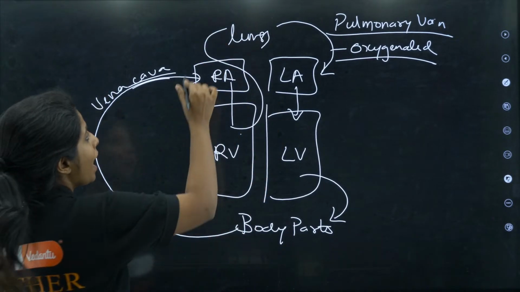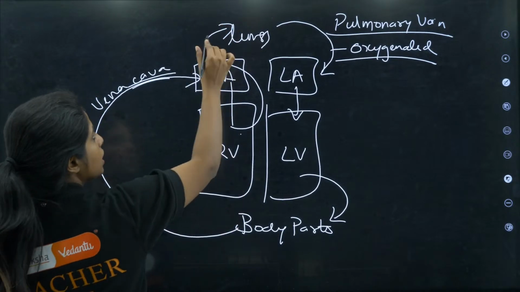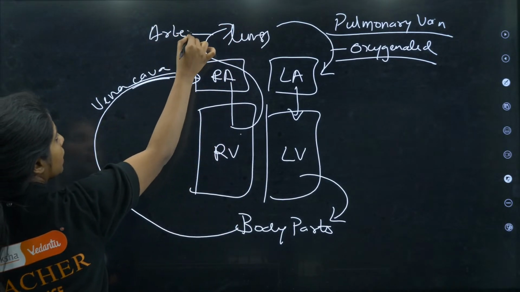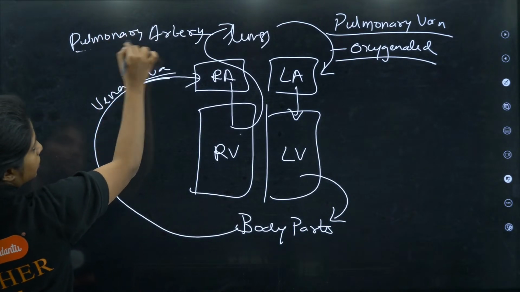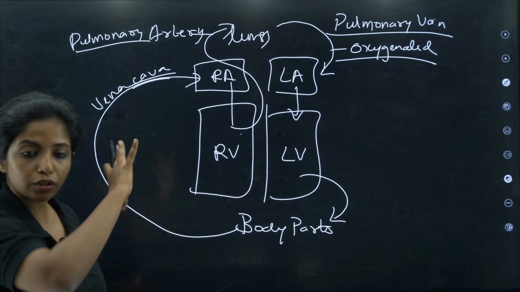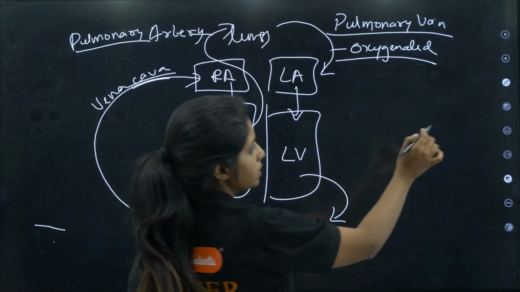Who would carry it back to the lungs? Away from the heart is always done by artery. A for artery, A for away, and this will be the pulmonary artery, my dear children. Cool? So this is the flow. If you know this flow, you would be able to answer that question.